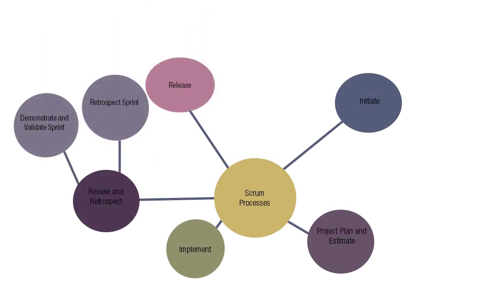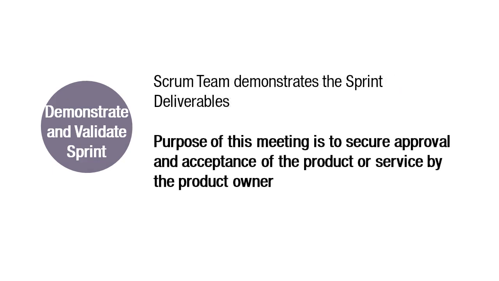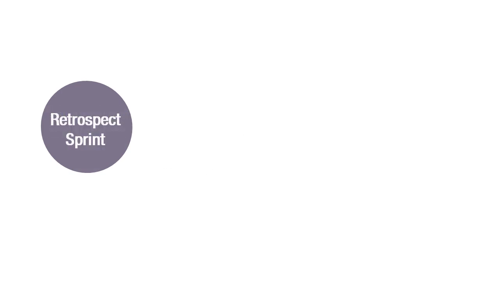The next phase is Review and Retrospect. There are three main processes that take place during this phase. The first one is Demonstrate and Validate Sprint. In this process, the Scrum team demonstrates the sprint deliverables to the product owner and to the relevant stakeholders in a sprint review meeting. The purpose of this meeting is to secure approval and acceptance of the product or service by the product owner.